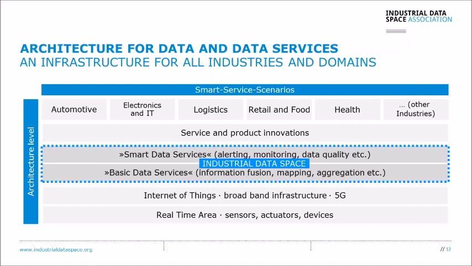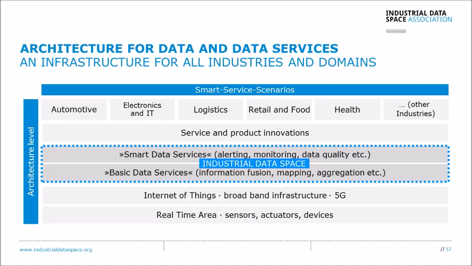And we do not only need those data in automotive or logistics or retail and food or health, we need it in every domain. And what is very important, we need it between those domains, because you will not share data only in your automotive industry, but also with your logistics department and also in retail or other areas. So here is where we see the industrial data space, between the provision of basic data services and the enablement of smart data services.